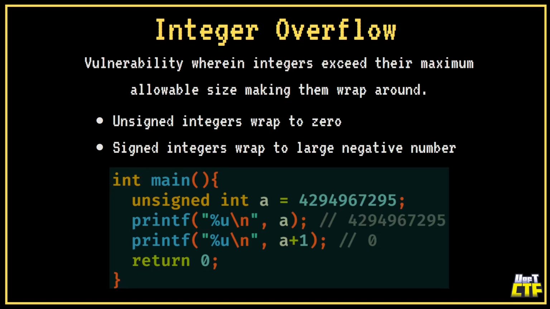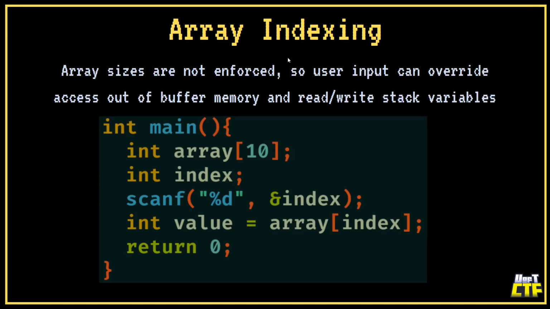Integer overflows are attacks where you have unsigned or signed integers, and if they become too big in size, then you would either wrap back to 0 or wrap to a very large negative number. So that exists. And the last one is array indexing.